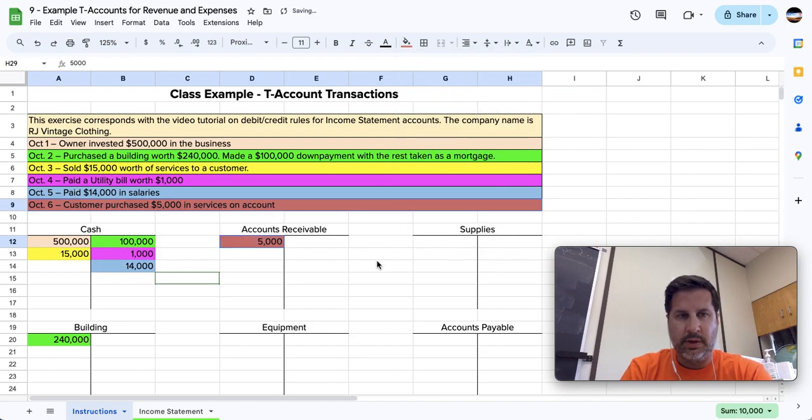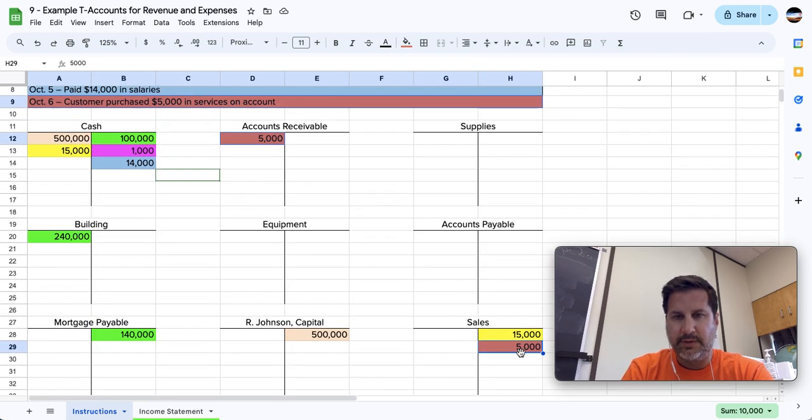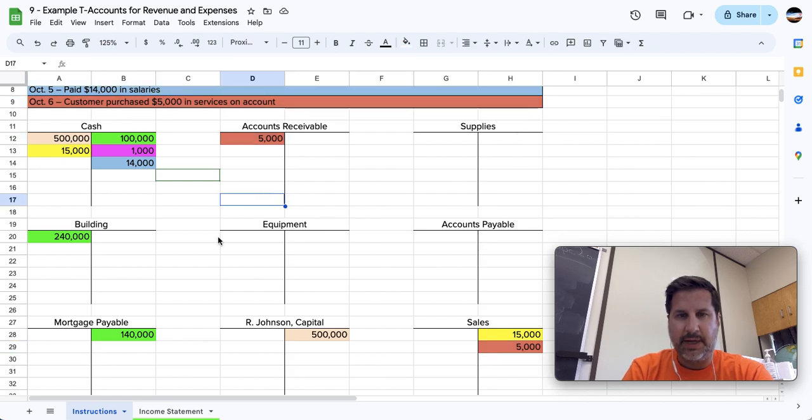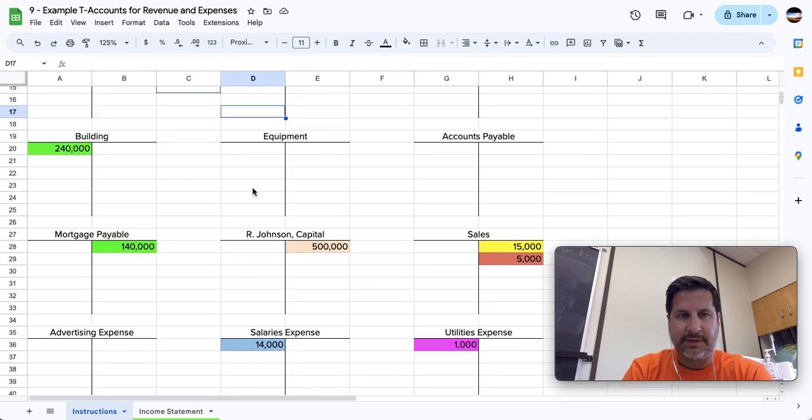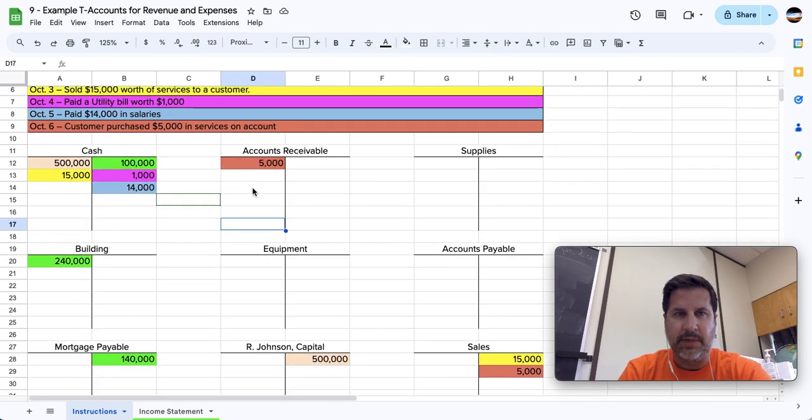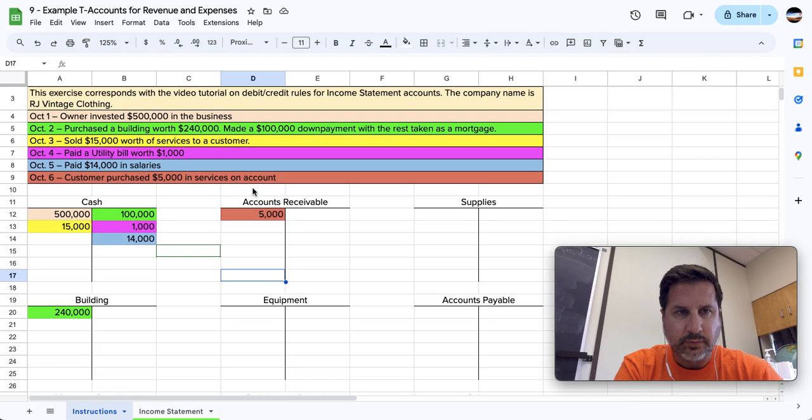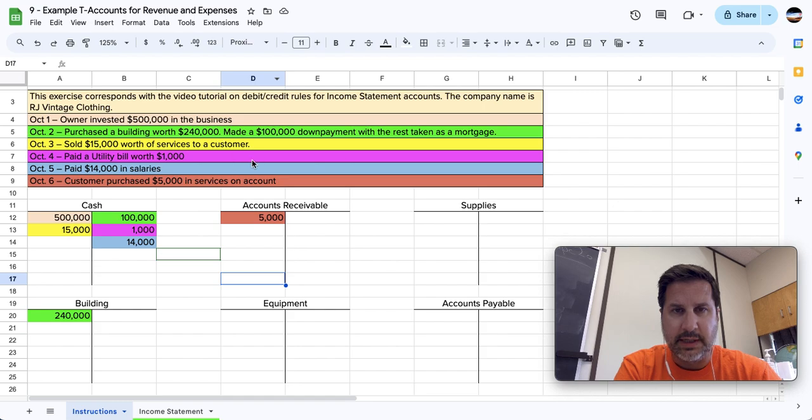So a customer bought goods on account. So there's $5,000 in sales and $5,000 in accounts receivable. You'll note nothing in supplies, accounts payable, or advertising expense at this point. That's okay because it's a fairly basic introduction. So I'd like you to look through this, and it will be color-coded for your example, and follow along with the colors to see how the transactions worked.